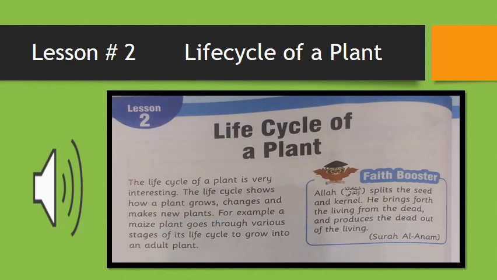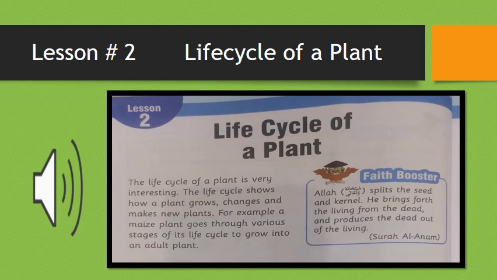First I will do reading and then I will do explanation. The life cycle of a plant is very interesting. The life cycle shows how a plant grows, changes, and makes new plants. For example, a maize plant goes through various stages of its life cycle to grow into an adult plant.